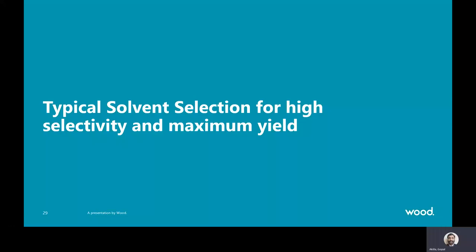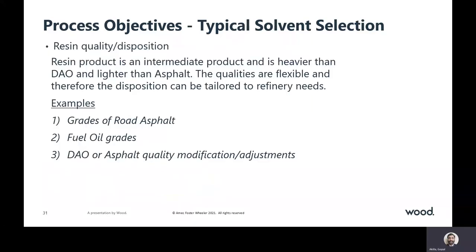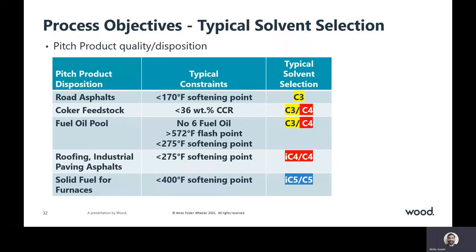Typical solvent selection for high selectivity and maximum yield. Now I have shown, for the various product dispositions, the typical solvent selection that is used. For lubes, it is propane; for FCCs and hydrocrackers, it is anywhere from isobutane to butane or a blend of them. For ebullated bed hydrocrackers, it is isopentane or pentane. Now, resin is a flexible product where we can target to be slightly heavier than DO or slightly less viscous than the pitch product. Now, this is again the typical solvent selection for the various pitch product dispositions. For road asphalts it is propane. For solid fuel furnaces it is pentane or isopentane.